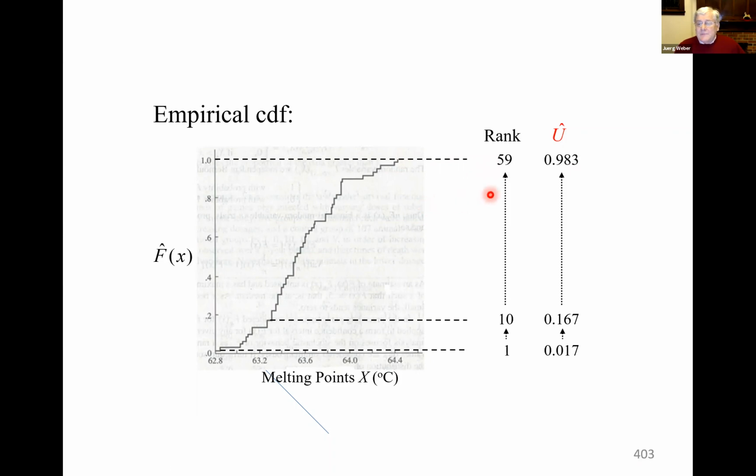And by dividing by n or n plus 1, you get those numbers here. Those numbers are obviously lying between 0 and 1. And those are those U values, which are uniformly distributed. Those are the function values of the empirical CDF. And we can actually use those in the copula. Okay, I think now it should be more clear.